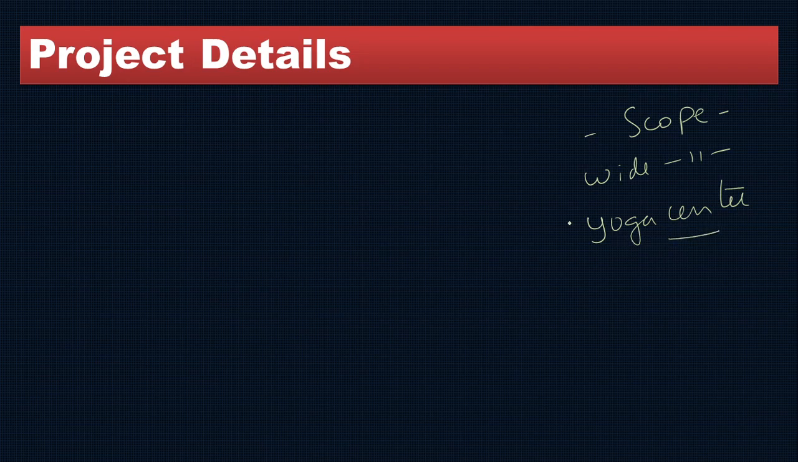Okay. Next thing is, what are the things we can add in this project? Generally you can make two main modules. One is the admin module. One is the student module or the yoga learner. So generally you can call it a student.